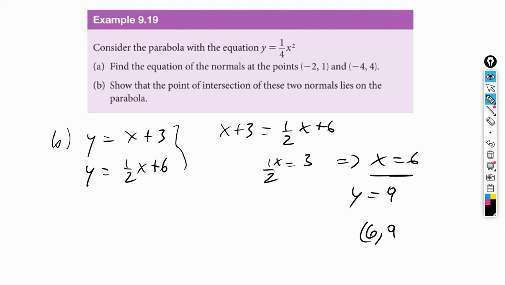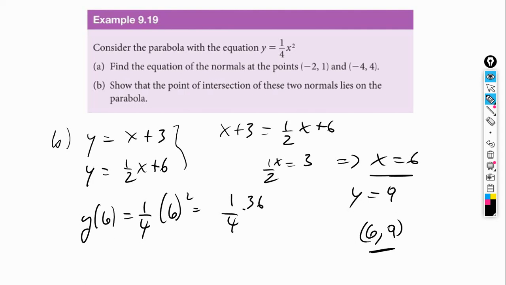Now we have to show that this lies on the parabola. That's very easy. All we have to do is plug in 6 in the parabola and see what we get. So y of 6 is equal to 1/4 times 6 squared, and this is going to be 1/4 of 36, and that is 9. Therefore, we have shown that the point of intersection of the two normals lies on the parabola.